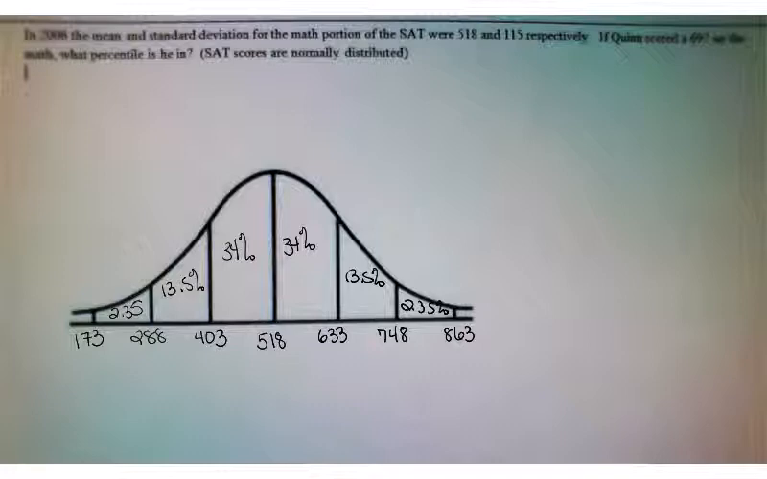Okay, this is a little different than the problems we had before, because with machine 1, we were talking about a data value of 10.59, and it turned out to be one of our labels on the x-axis. When we were talking about machine 2, it was a data value of 12.28, and that also happened to be a label on the x-axis. But notice now, in Quinn's case, we're looking at a score of 697. And as I look along the x-axis, I do not see 697 anywhere. But it is actually there. Okay? It would live between 633 and 748.